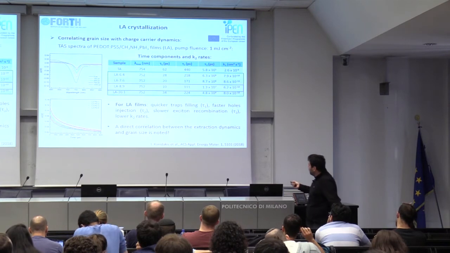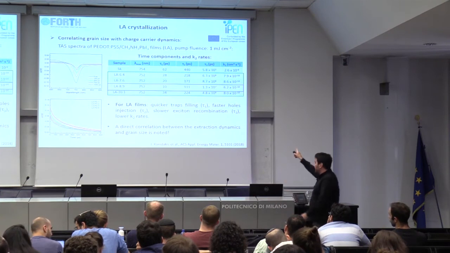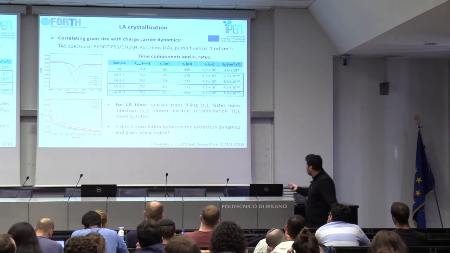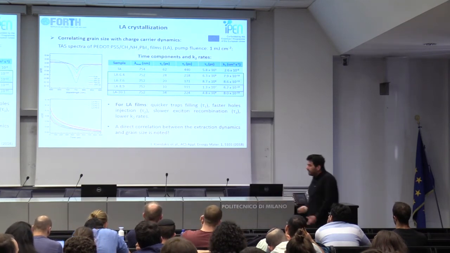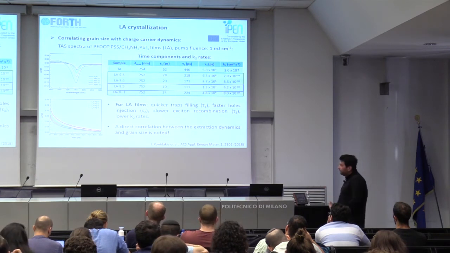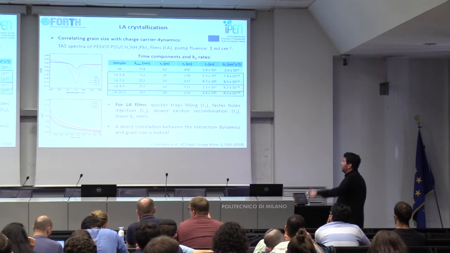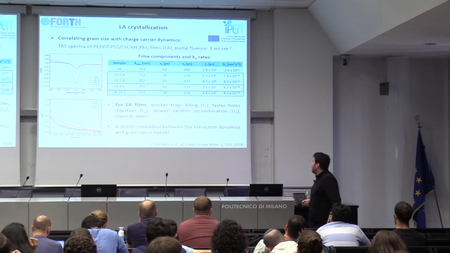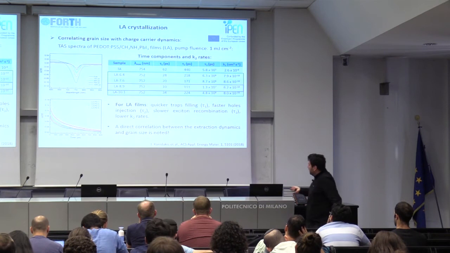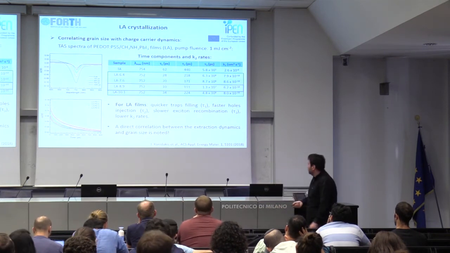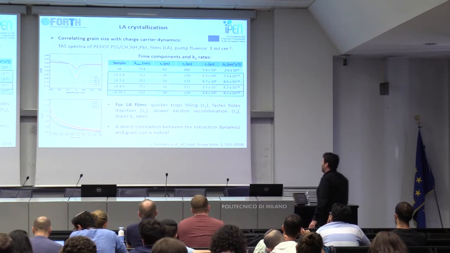Whereas the optimum among the ones that were created by laser-assisted crystallization, the one that had the largest grain size, exhibits also the faster charge carrier extraction dynamics. So for the laser-assisted films, we have quicker trap fillings, faster hole injection, and slower recombination rates. We also have lower K2 rates that are indicative of better diffusion lengths within the perovskite material. So this study shows a direct correlation between the extraction dynamics and the morphology of the perovskite films.